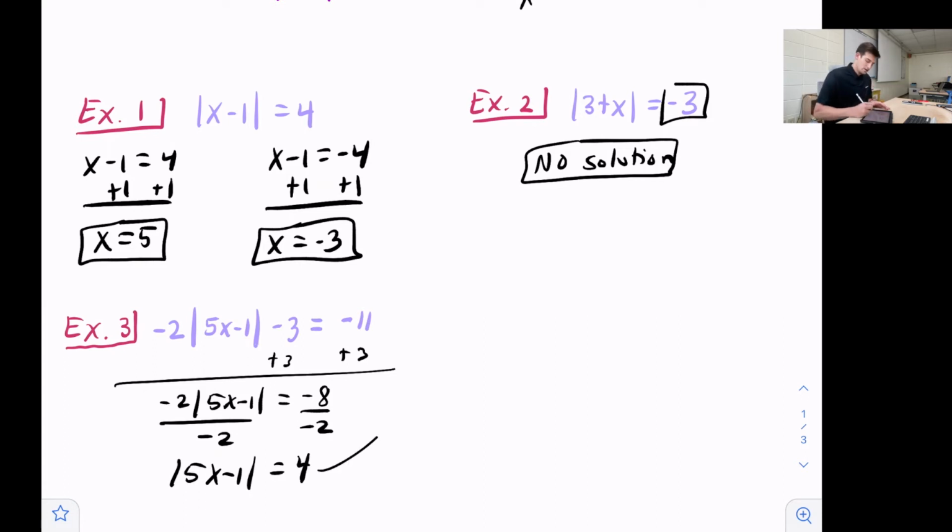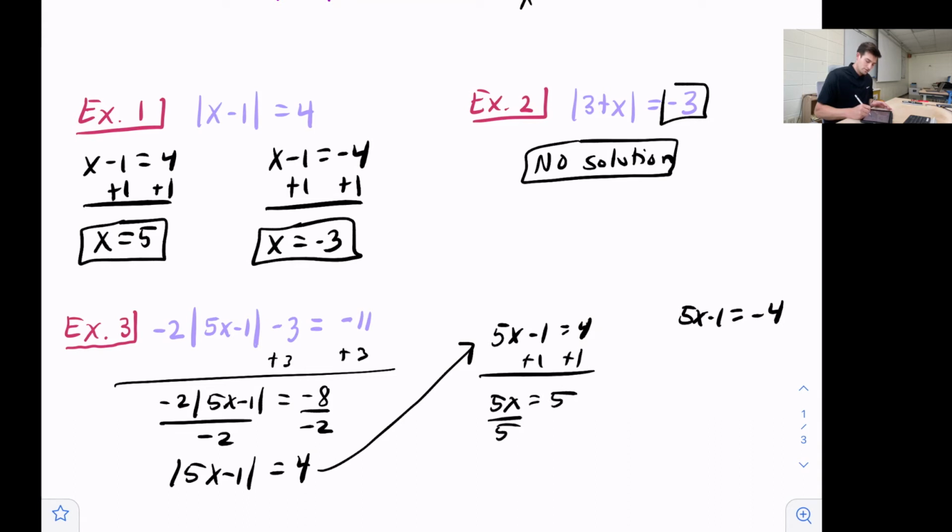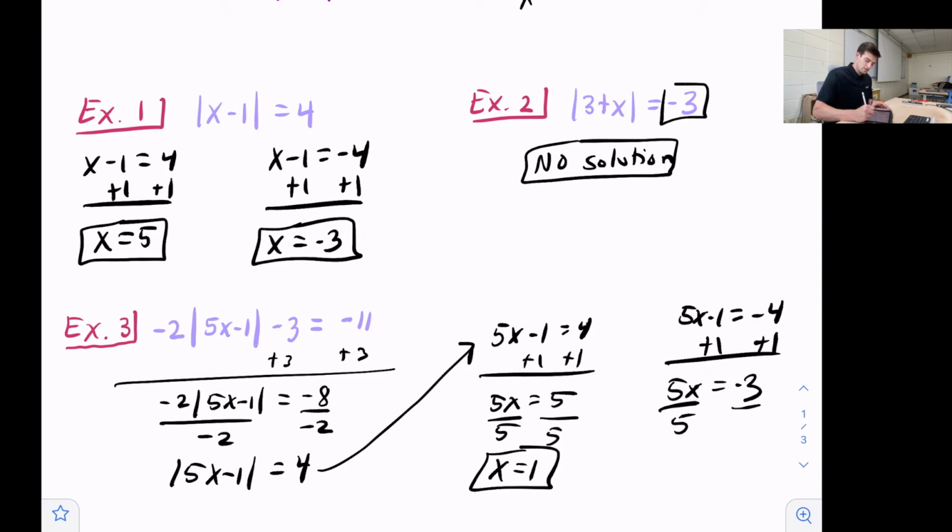Now we can write our two related linear equations. So 5x minus 1 could be 4, or 5x minus 1 could be negative 4. So we add 1, 5x equals 5. When we divide by 5, we get x equals 1. So x could be 1, or 5x equals negative 3, so x could be negative 3 over 5. And you could say x is negative 0.6 if you want to write it as a decimal.